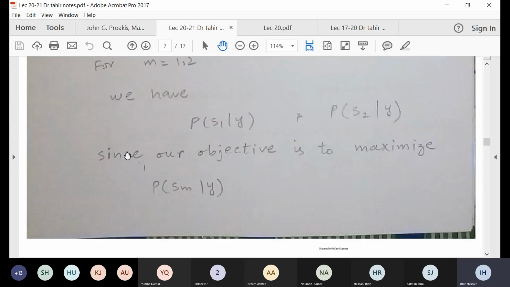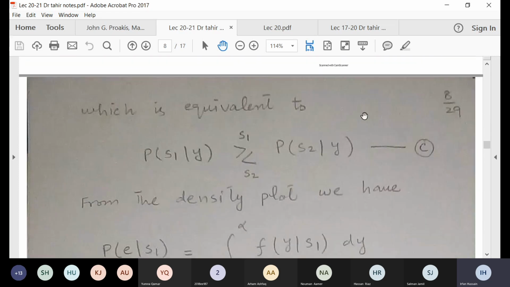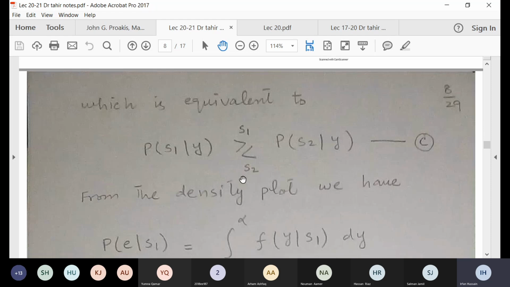So we will just compare these two probabilities, and if any one of them is greater than the other, then we will choose that symbol. If this one is greater, then we will say that S1 was sent. If the other is greater, then we will say S2 was sent.